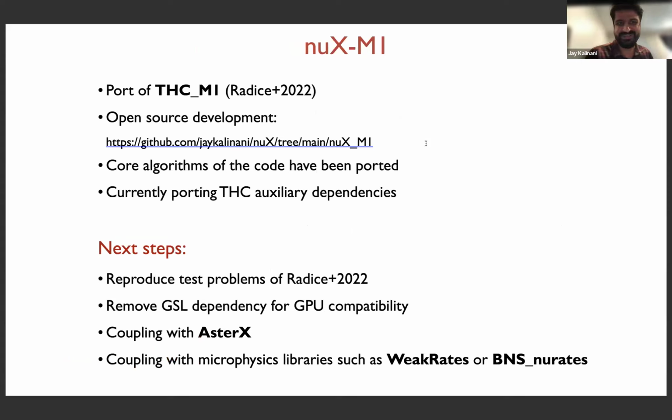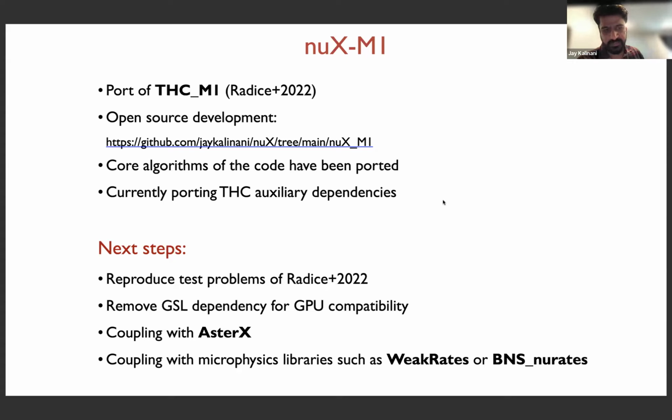This was all to come to this slide. This is what I wanted to talk about: we have started a port of an already existing code, which is called THC-M1 by Radice et al. And this is, again, an open source development. You can find that on this link. Currently, our team, including Alan Wen, Mikhail, Liwei, have ported the core algorithms of this code. And now we're working on porting some of the auxiliary dependencies from THC so that we can be independent from the THC code itself.